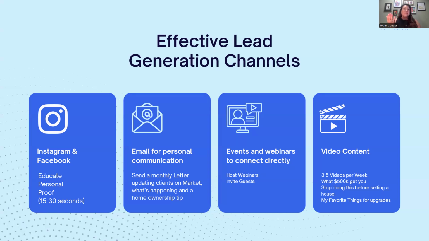So on Instagram and Facebook, you want to educate, you want to be personal, and you want to show proof. Proof of closed loans, proof of closed homes, proof like reviews. You want to educate them. For real estate agents, just go to ChatGPT and you literally type ways that I can educate people through social media, through Instagram. Give me 10 reels that I can do. I showed you video content in the last slide, and we'll talk about that.